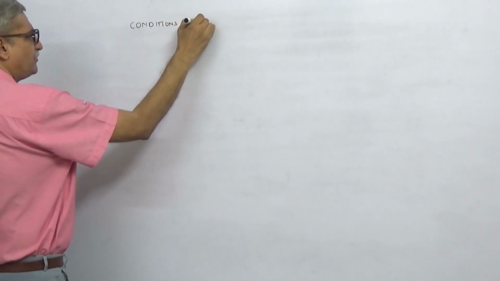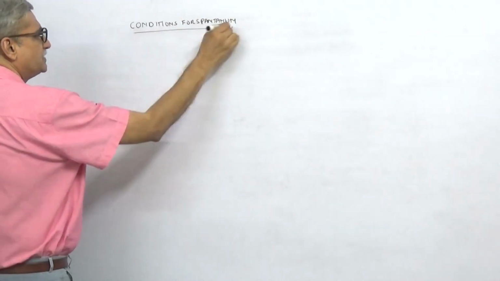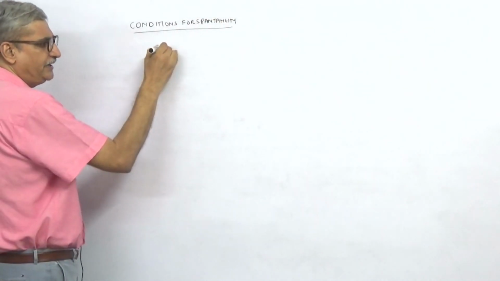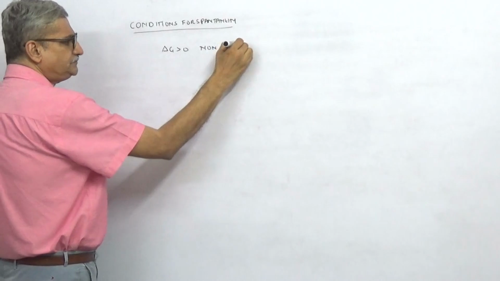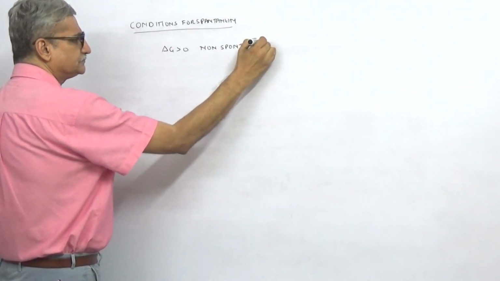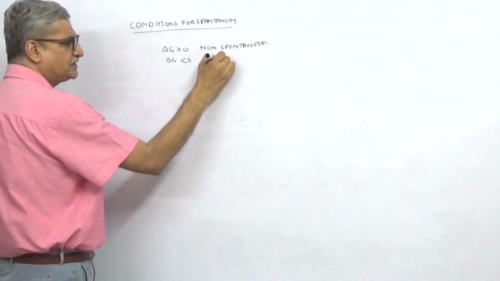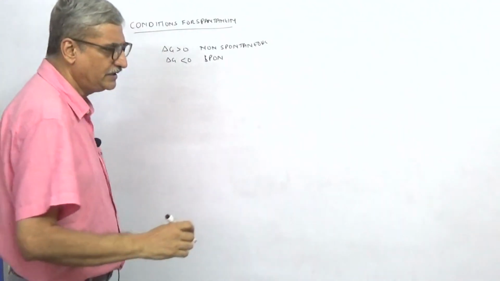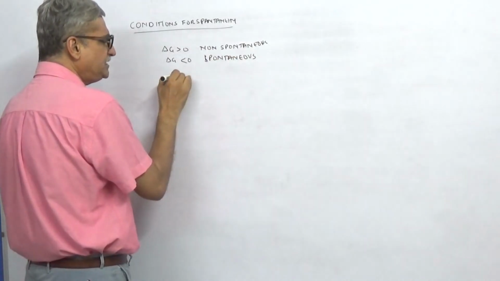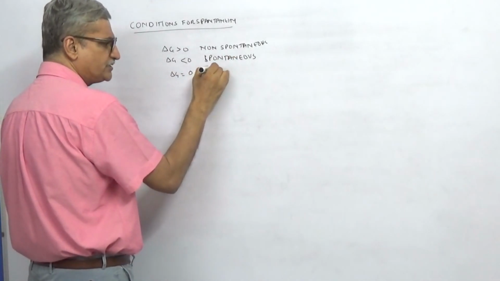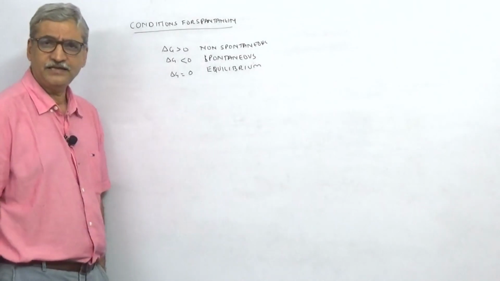Conditions for spontaneity. See, what are the conditions of spontaneity? When delta G is greater than 0, it is non-spontaneous. When delta G is less than 0, it is spontaneous, which means the physical change or chemical change will take place. When delta G is equal to 0, we say it is in equilibrium. Is this clear?